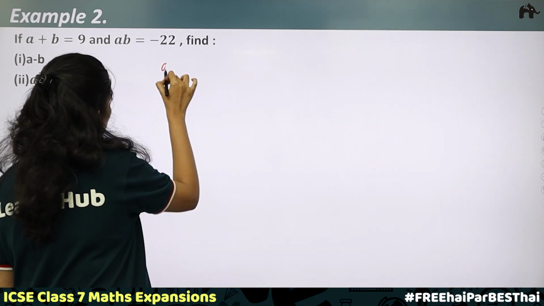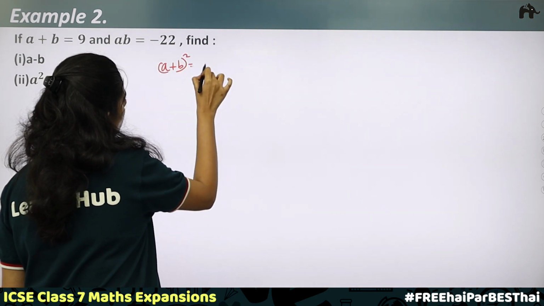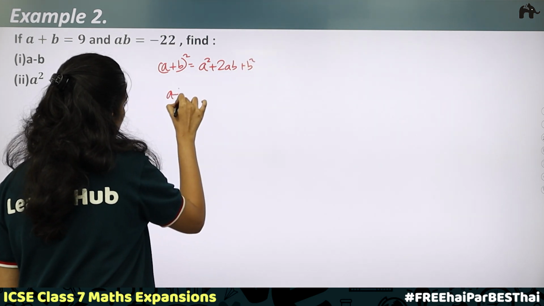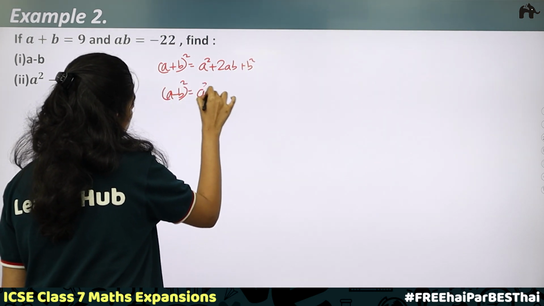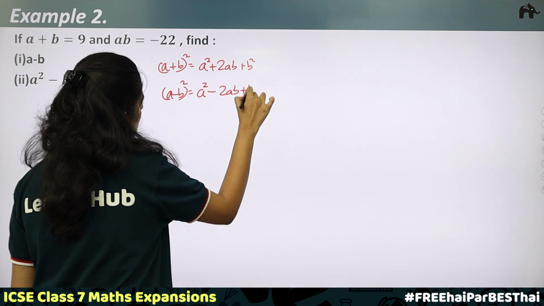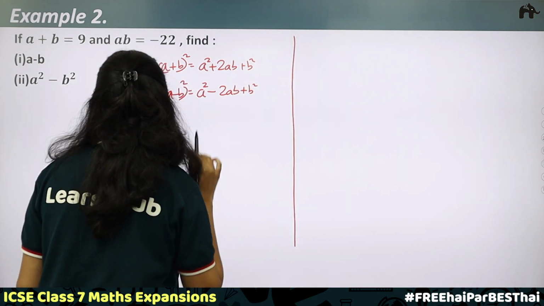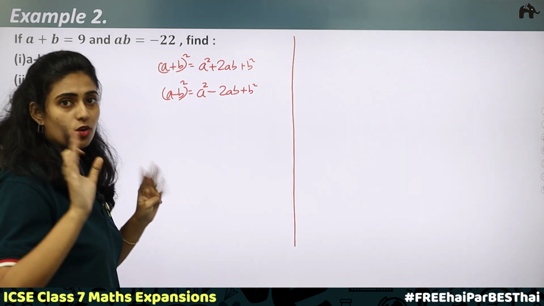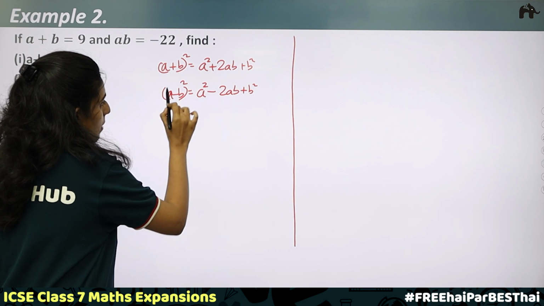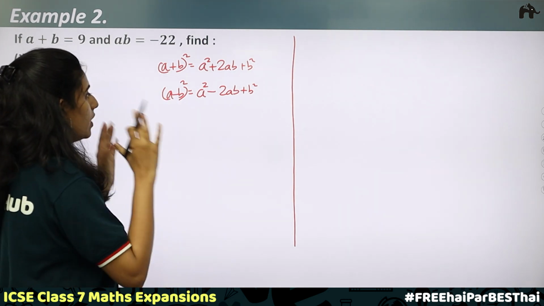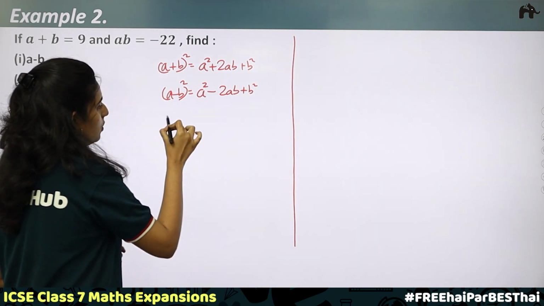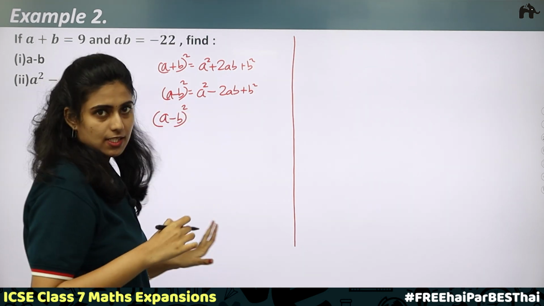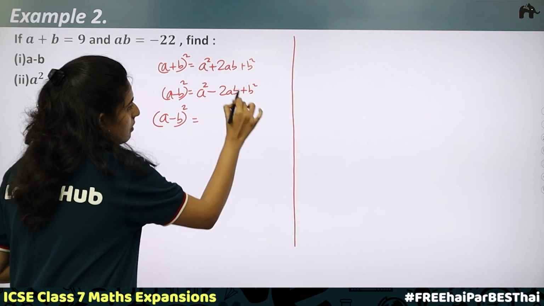We know that (a plus b) whole square is equal to a square plus 2ab plus b square. And (a minus b) whole square is equal to a square minus 2ab plus b square. So, when you are asked to find a minus b, when a plus b and the product of the numbers is given, what you can do is use the relation between (a minus b) whole square and (a plus b) whole square. For that, we take (a minus b) whole square, from which we can find what a minus b is equal to. Here we have a square minus 2ab.